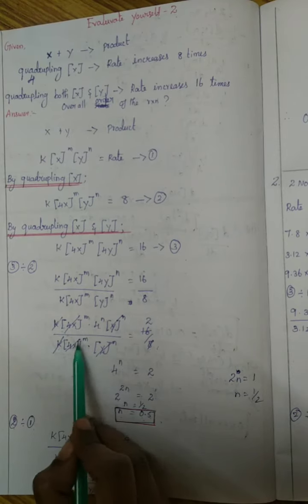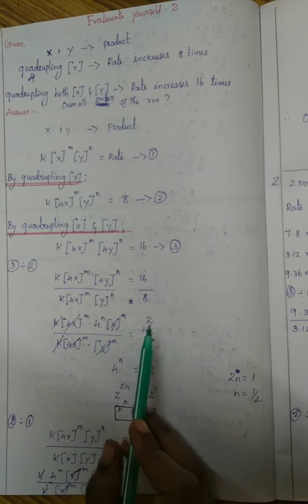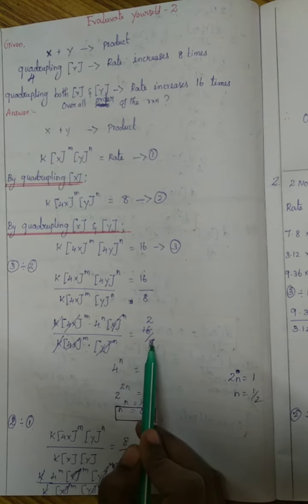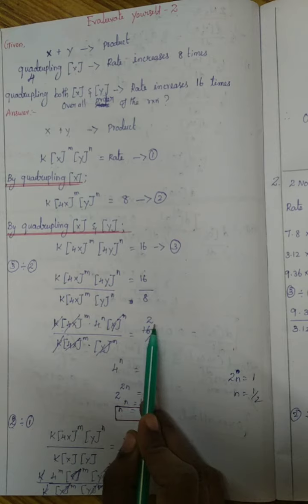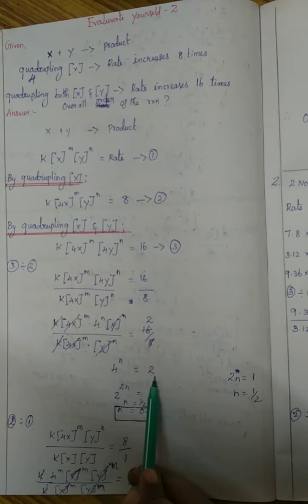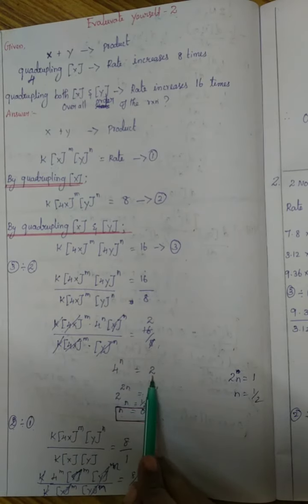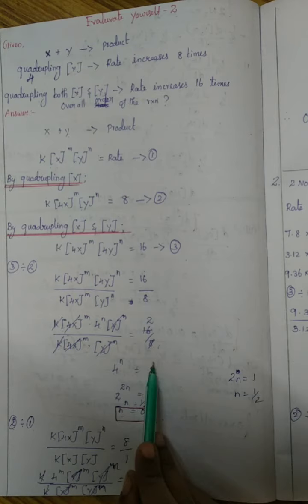4x power m will be cancelled. Y power n will be cancelled. Then if we cancel this, 1 8 is 8, 2 8s are 16. So remaining we have 4 power n equal to 2. If the bases are the same, the powers are also the same. This we know from our earlier classes.